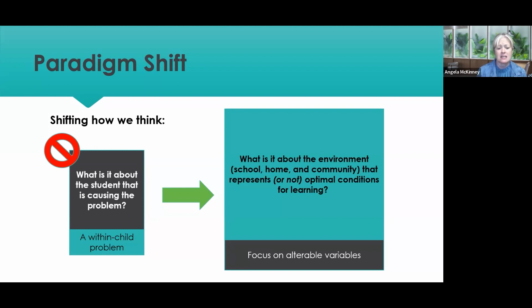Because many times when we start altering those variables, we see positive outcomes for students. And it may not have been a kid issue as much as a match issue with the instruction or the environment or any of those kinds of things in the learning environment that maybe just weren't working for that student.